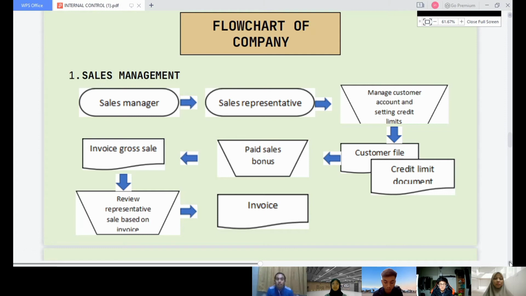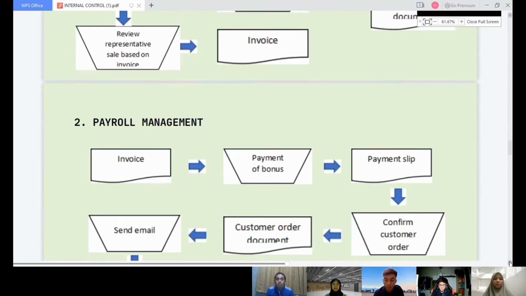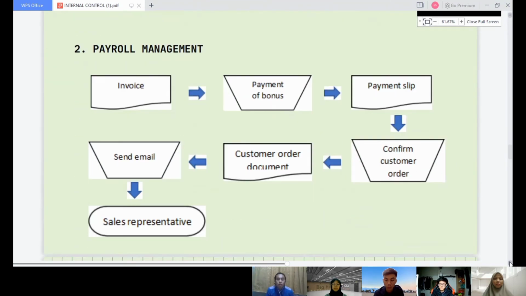The sales manager reviews the representative's sales based on the invoice. Then the sales manager will issue the invoice to the payroll department. So the payroll department will make the payment of the bonus and also provide a payment slip as evidence. The next step is the payroll department confirms the customer order with the customer order document.